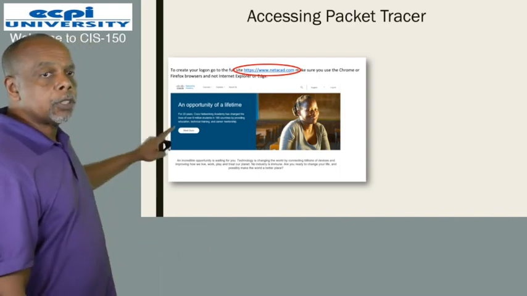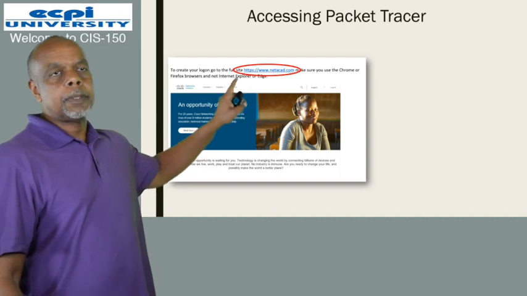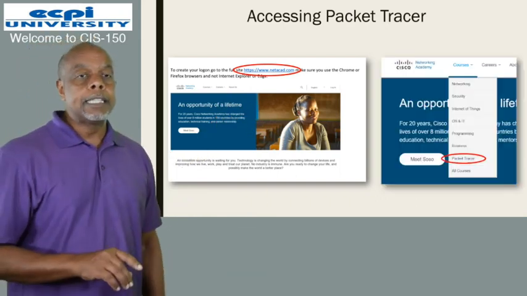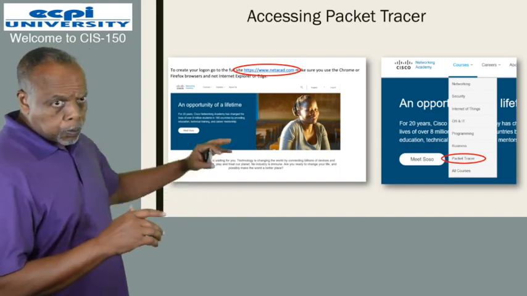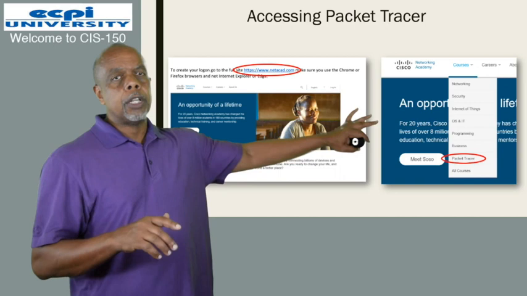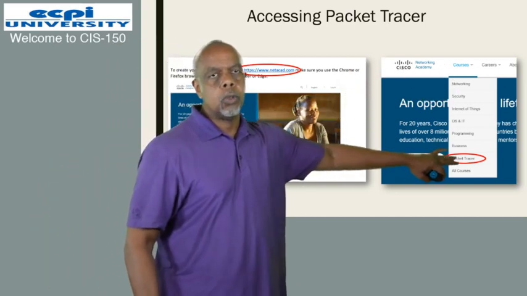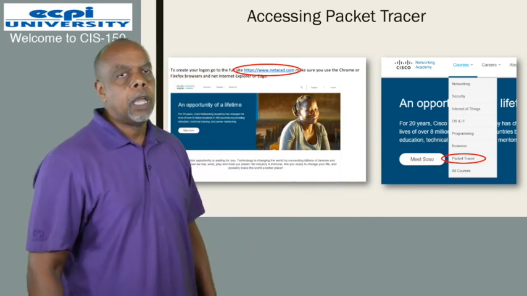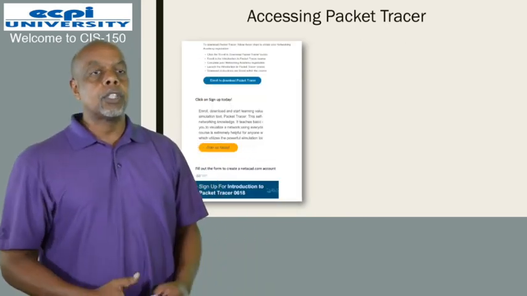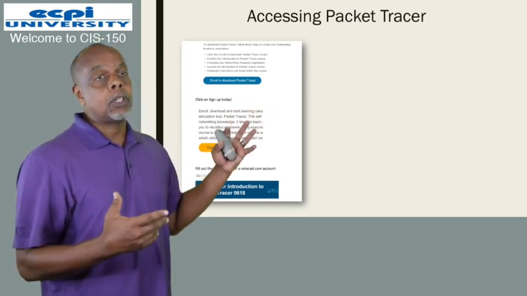First thing you're going to do is go to the website, right? This website, http://www.netacad.com. When you click on that link, it should bring you to a Cisco page. It looks like this. You're going to go under courses right here. Go into courses, go down to Packet Tracer. Click on Packet Tracer, and it should take you into a screen that shows you how to enroll and download Packet Tracer.